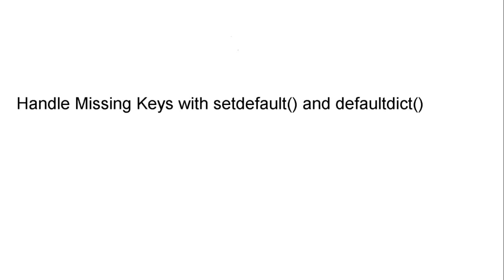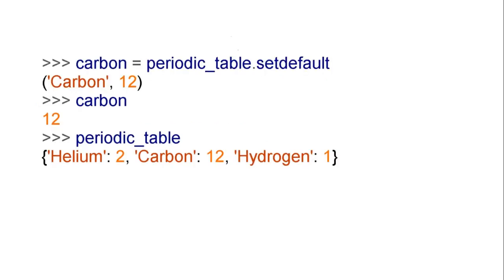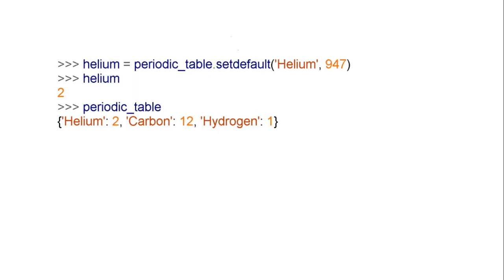The setdefault function is like get, but also assigns an item to the dictionary if the key is missing. If the key was not already in the dictionary, the new value is used. If we try to assign a different default value to an existing key, the original value is returned and nothing is changed. defaultdict is similar but specifies the default values for any new key up front, when the dictionary is created.